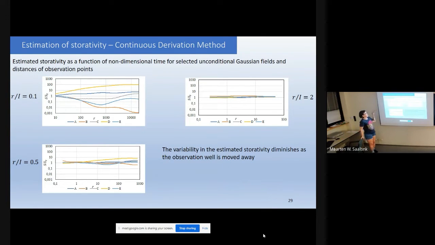For storativity, again, it's like the opposite. They start from S0, and then the values vary greatly. And if we go further away from the pumping well, this variability decreases.